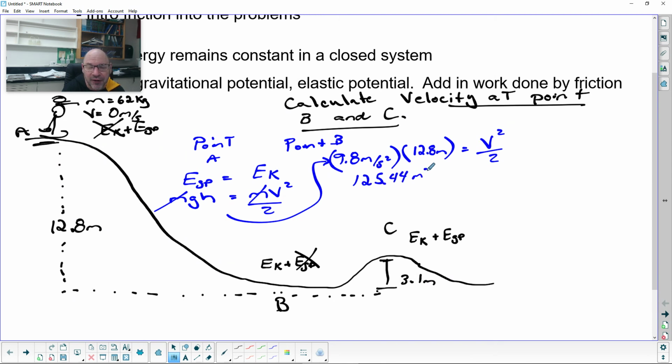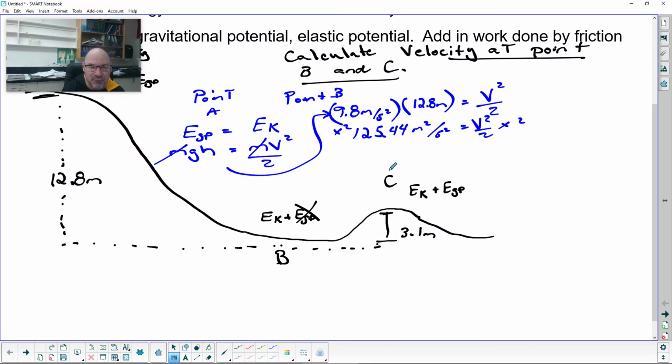That's meters squared, second squared equals v squared over 2. Times it by 2 to get it into just v squared by itself. So a little bit of math here. That's times by a 2, if you're wondering. So this is 250.88 meters squared, seconds squared. And then we've got a v squared. So we're just going to square root it to get our v.